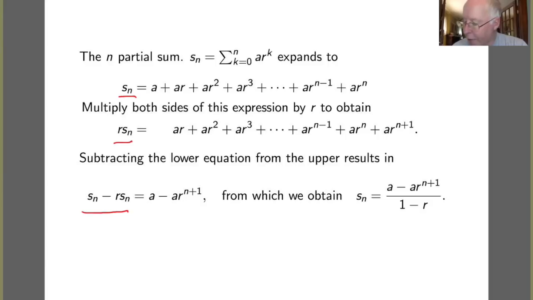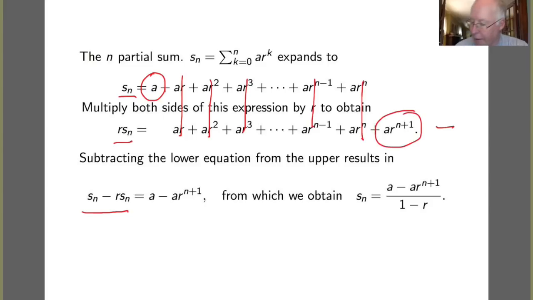And on the right-hand side, if we subtract the lower from the upper, the ar's cancel, the ar squareds cancel, etc. Everything cancels. We're left with only the a and this subtracted term ar to the n plus 1. And so that accounts for the right-hand side of the equation. So a lot of cancellation here, and we get a very simple expression. So now it's easy to solve for Sn.